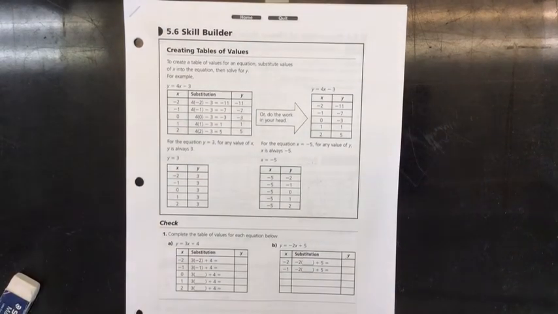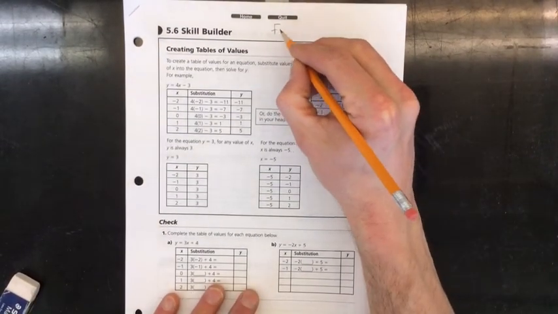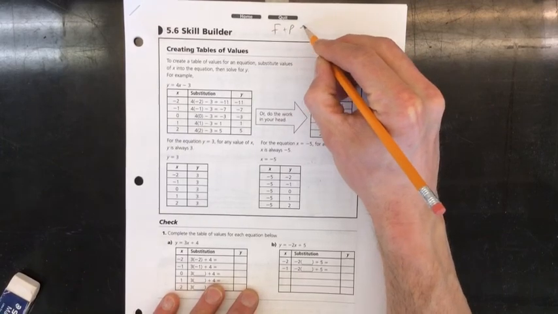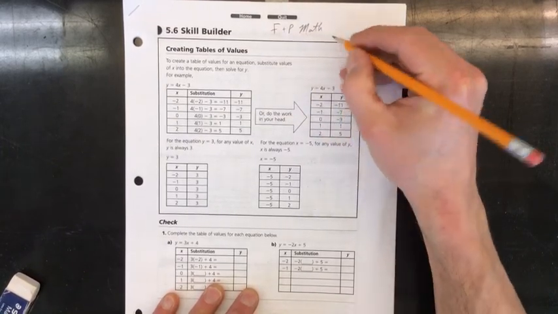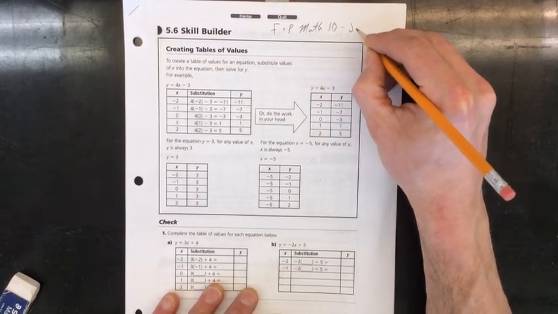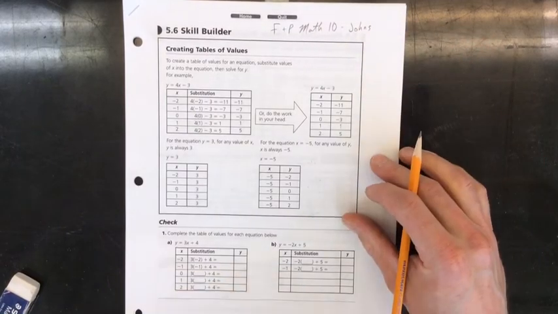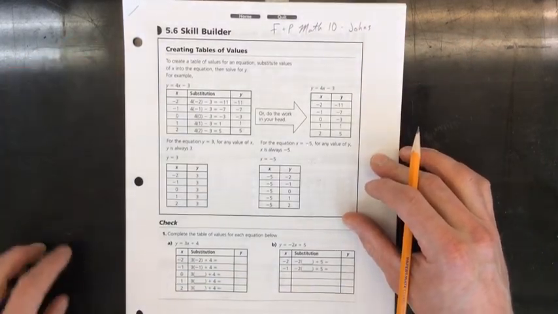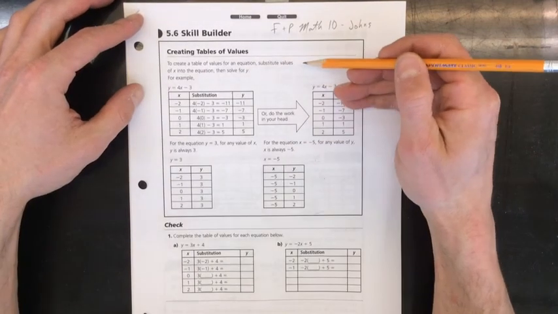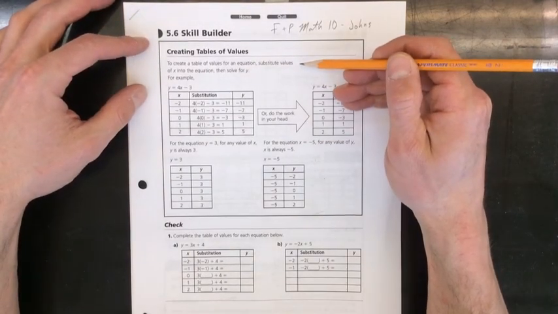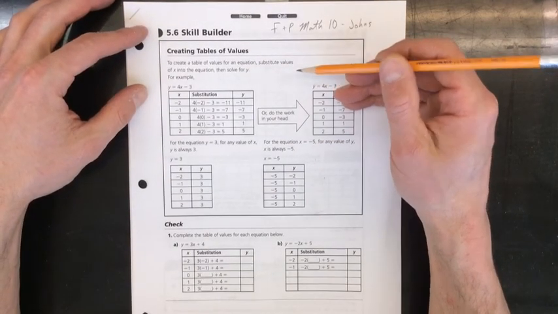Okay, welcome to Foundations in Pre-Calculus Math 10 with Mr. Johns. We are going to start section 5.6, and first we'll do a skill builder and then move on from there. So the first thing we're going to do is create a table of values for an equation. And we'll substitute values of x into the equation to solve for y.